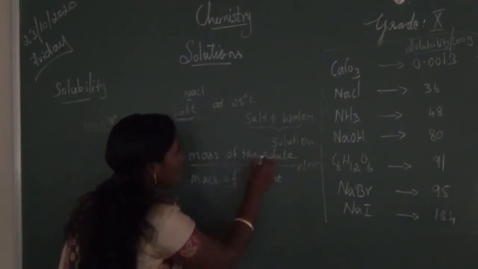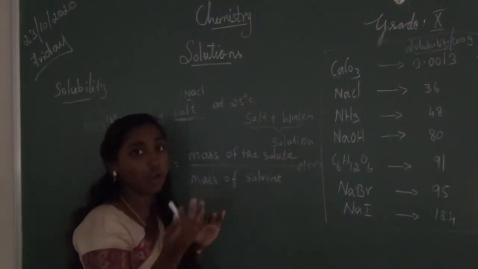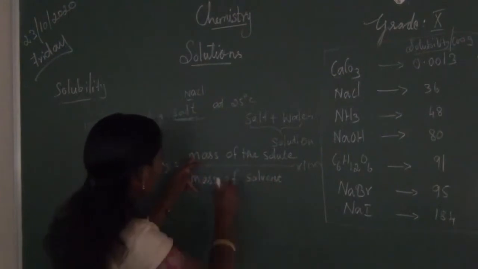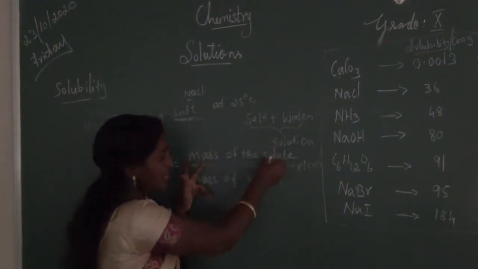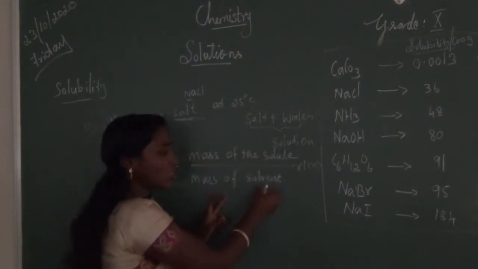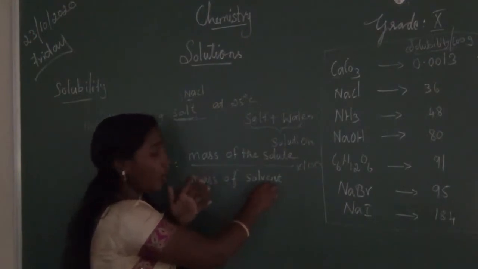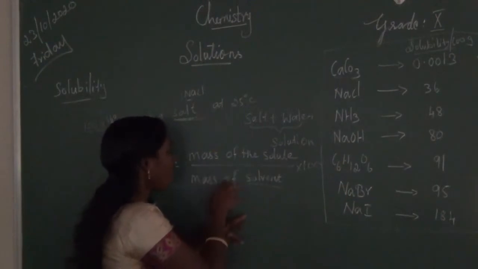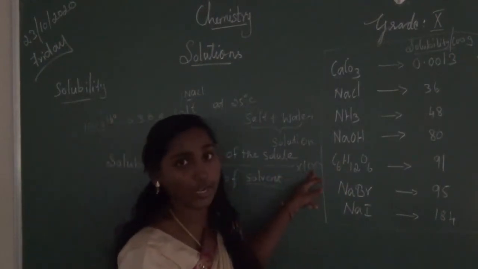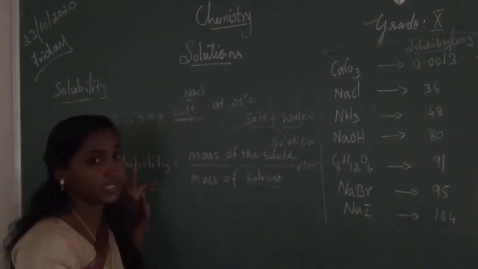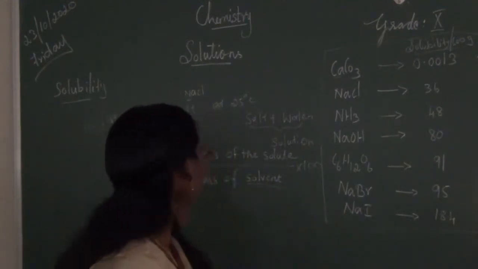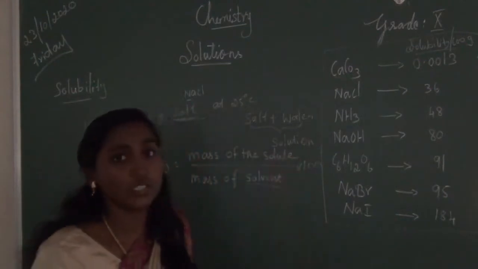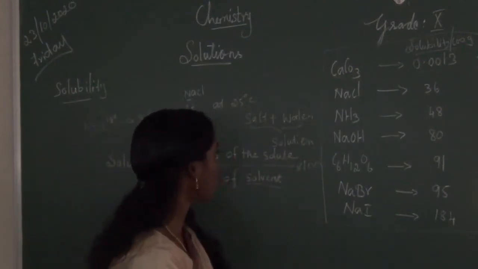Mass of the solute means maybe salt or sugar, any one salt, that is the weight of the salt. And mass of the solvent is how much water we are going to take, the solvent, the liquid. So mass of solvent into 100. This is the formula of solubility. Have you understood the solubility formula?